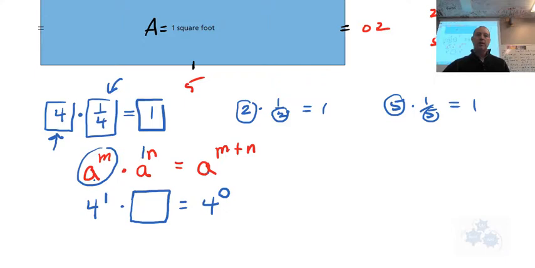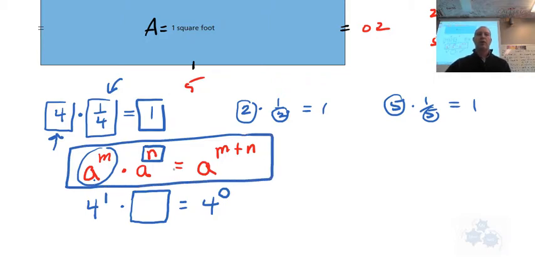Now, what would this number have to be in order for this exponent law to work? This is very important. Everybody pay real close attention. I have 4 to the 1. M is 1. And I know that m plus n is 0. So what does n have to be? How would I fill this blank out here? 0? N would have to be 0? So 1 plus 0 is 0? Not quite. Negative 1. So if I was adding something to 1 to get 0, it would have to be negative 1.